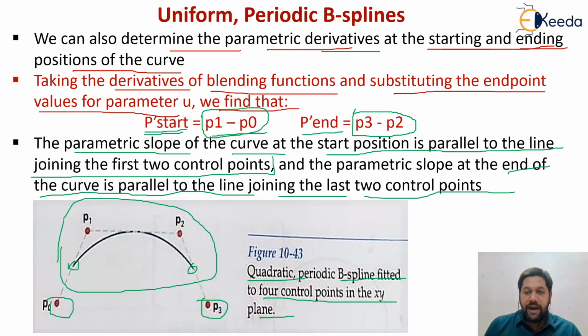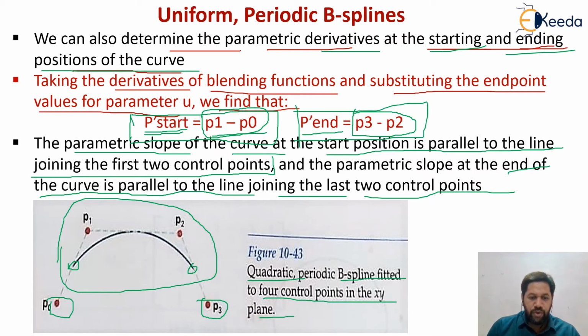Okay, so the derivative at the starting and ending points of the curve has changed, and so it will not end at P3 or start at P0, but it will start at the difference P1 minus P0. That is what we have written here. You can find the difference here. P dash start is equal to P1 minus P0 and P dash end is equal to P3 minus P2. So P3 minus P2, whatever difference I'm getting.